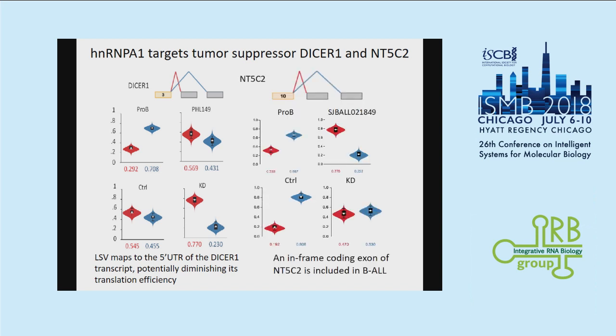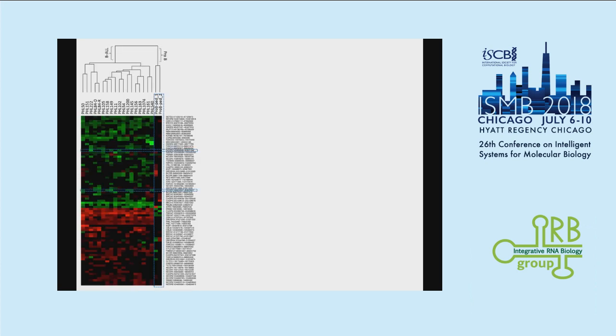When you look at NT5C2, we see that exon 11, which is usually skipped, is suddenly included in ALL. And it's interesting because this is actually an in-frame coding exon. And so then we looked at other tumor suppressors in general, to see which ones were misspliced. We found about 40 or so with 80 or so LSVs. Here's Dicer1. We also found FBXW7, P53, and so forth.